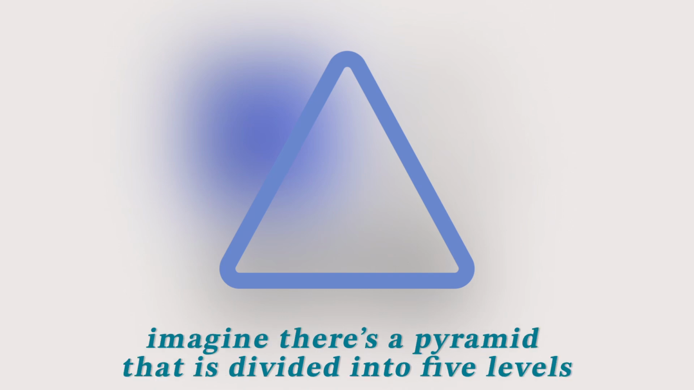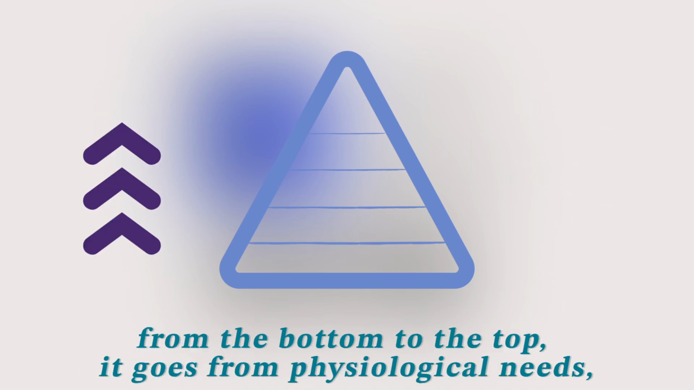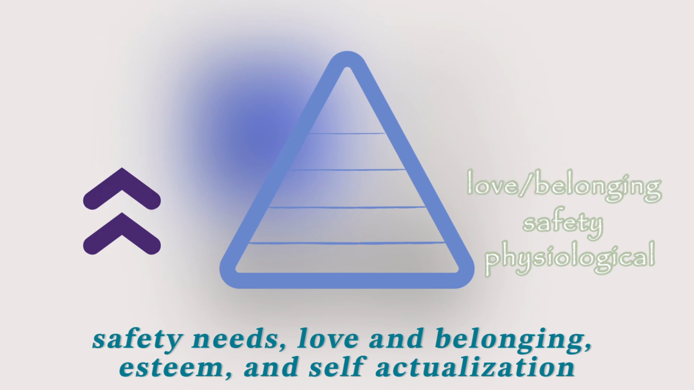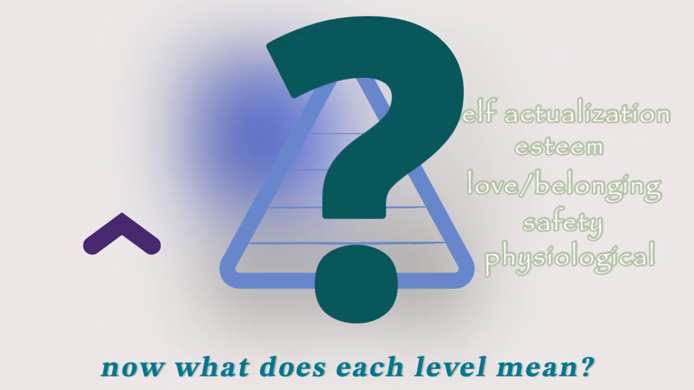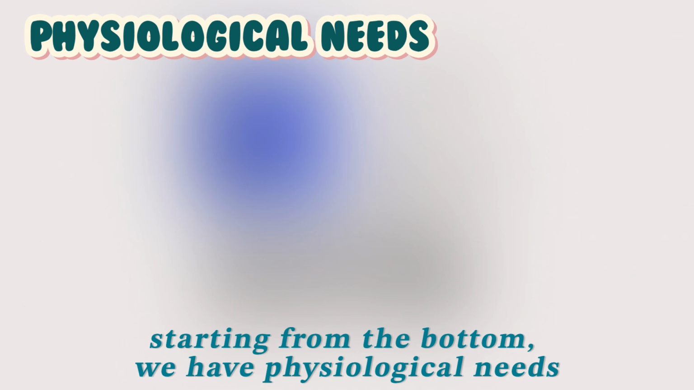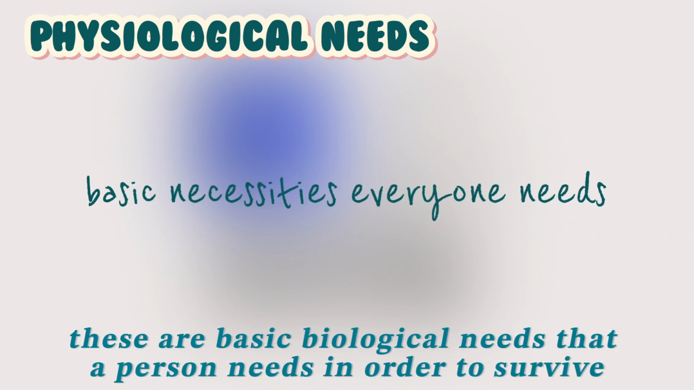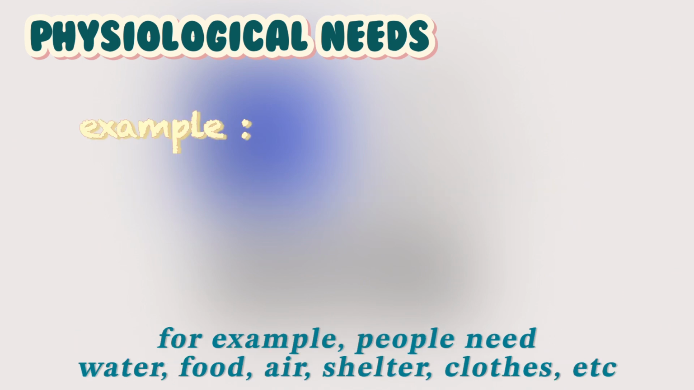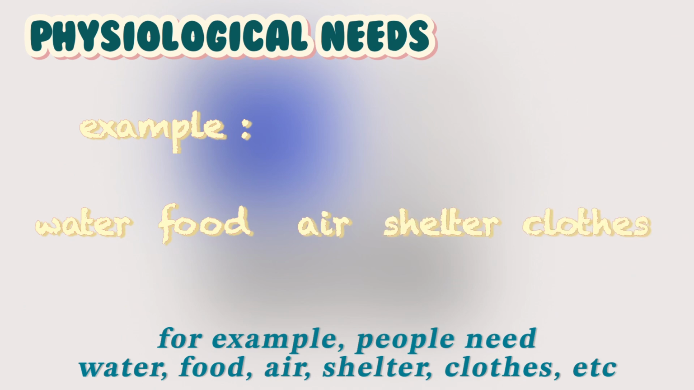Imagine that there's a pyramid that is divided into 5 levels. From the bottom to the top, it goes from physiological needs, safety needs, love and belonging, esteem, and self-actualization. Now, what does each level mean? Starting from the bottom, we have physiological needs. In other words, these are the basic biological needs that a person needs in order to survive. For example, people need water, food, air, shelter, clothes, etc.